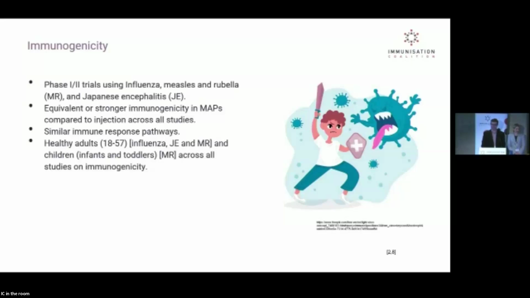So immunogenicity was studied in these phase 1 and 2 trials, demonstrating equivalent or even stronger immune response or immunogenicity compared to injection. Very few studies have investigated the specific pathways. However, they shared similar immune responses. And these studies were conducted in healthy adults aged 18 to 57 for the influenza, Japanese encephalitis, and MR vaccines. One study investigating MR did it in infants and toddlers.